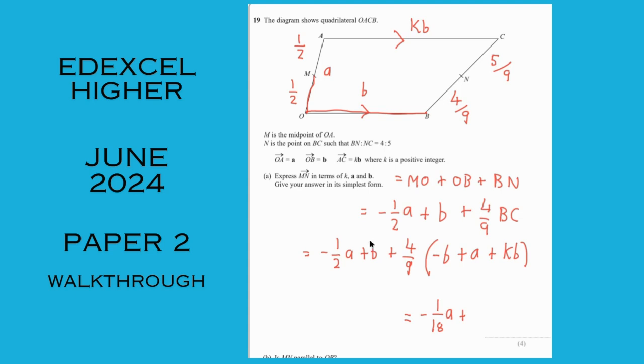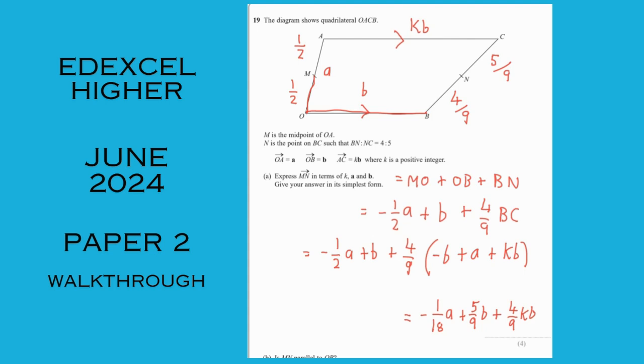Then we've got the positive B, but if we expand these brackets, positive 1B, take away 4/9 B, we've got positive 5/9. And then we've got the final bit to jump through. We've got 4/9 of KB. As weird as the answer looks, it is correct. It's as simple as it gets.